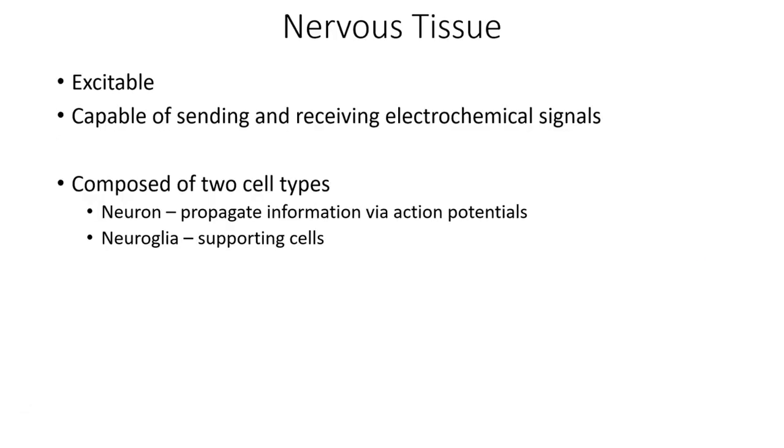Alright, so two main characteristics of nervous system tissue are that it is excitable, so it can be stimulated by some sort of impulse or signal, and that it is capable of sending and receiving electrochemical signals. So both electrical signals and chemical signals, because we are going to get both types from our nervous system. We have two main types of cells in the nervous system. Neurons generate or propagate the information being spread through our nervous system via something called action potentials. We'll talk a lot more about that at the end of the semester with the nervous system chapter. And then the other cell type is collectively referred to as neuroglia. There are multiple types of these cells, but their job is to support the neurons.